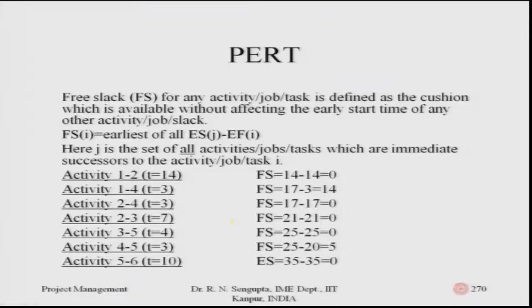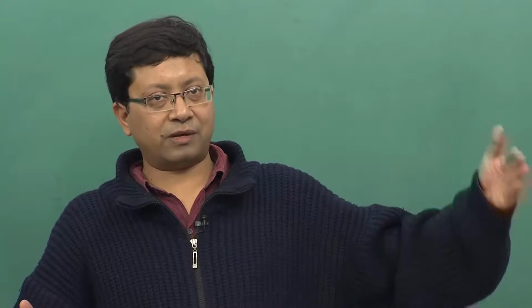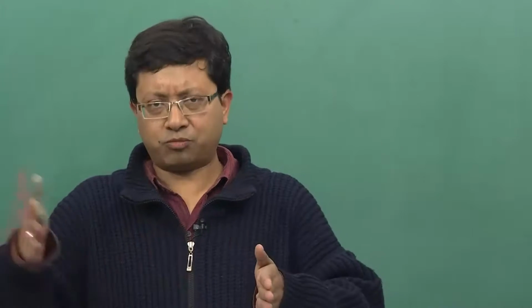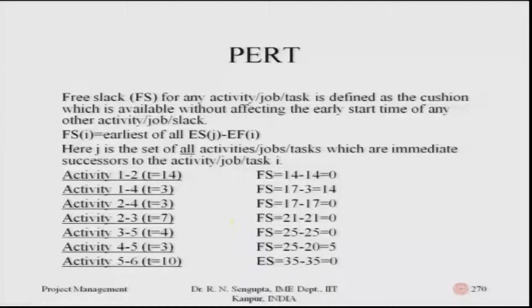So, now what I explained, I am trying to basically explain in more detail in this 270th slide. The free slack for any activity is defined as the cushion which is available without affecting the early start of any other activity. So, free slack you want to find out would be the minimum of ES_j, which is the early start of the jth job, minus early finish of the ith job. So, I am going in the sequence of i is before j. So, I am basically going from the left to the right, i would come, j would come and corresponding whatever variables which you take. Here j is the set of all activities, jobs which are immediately successor to the activity, job, task i.